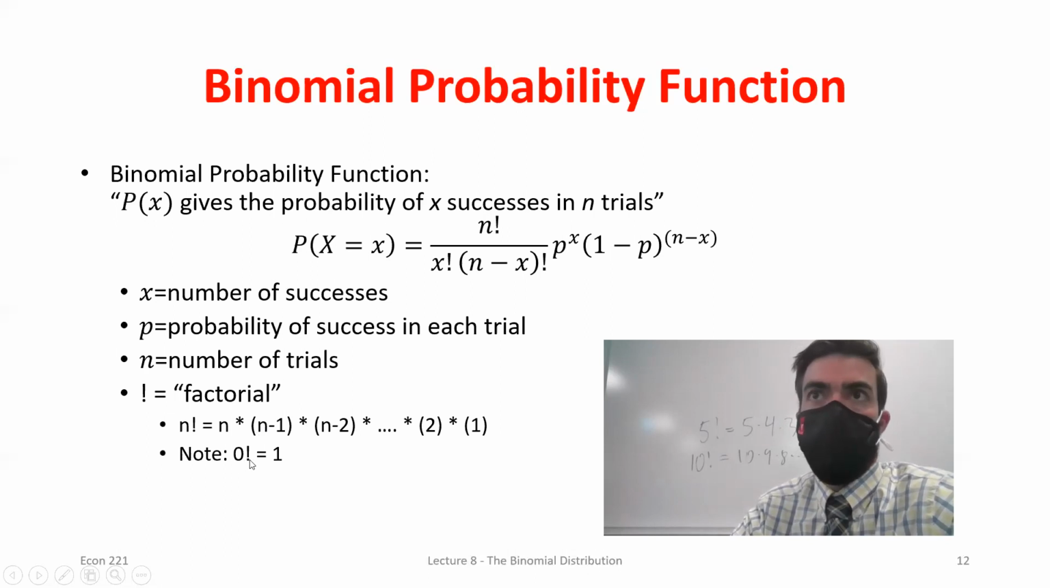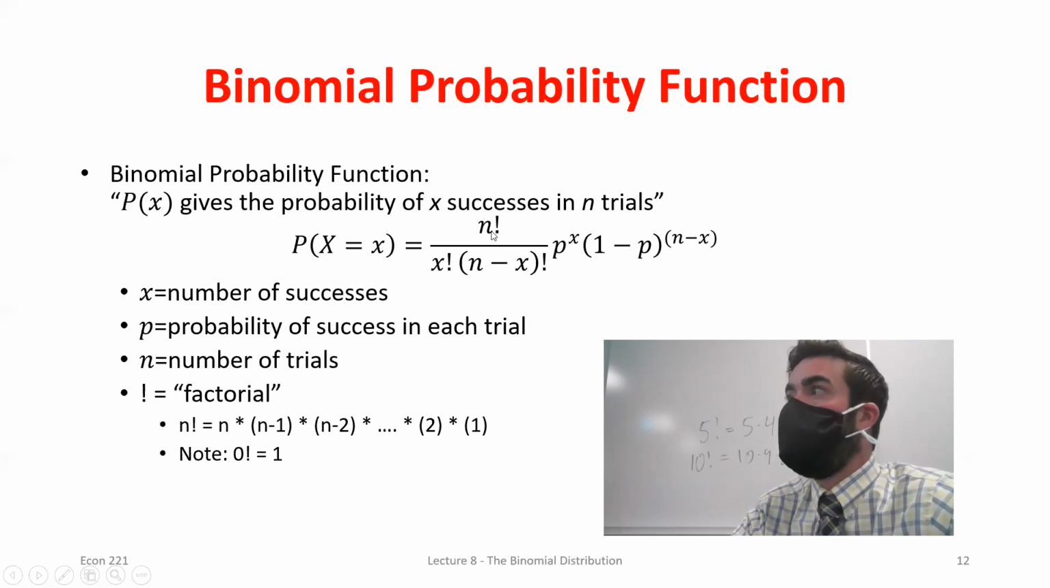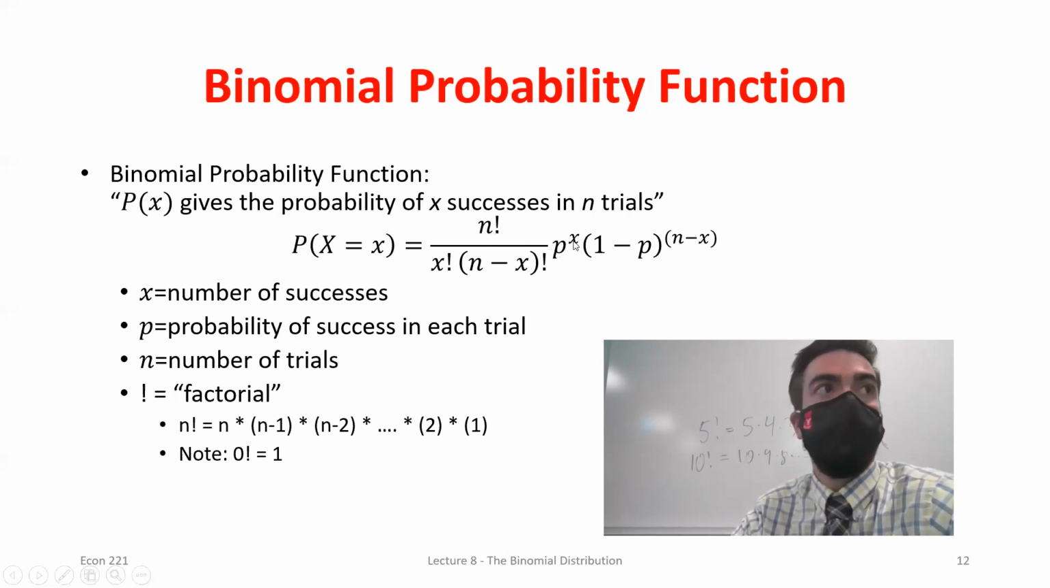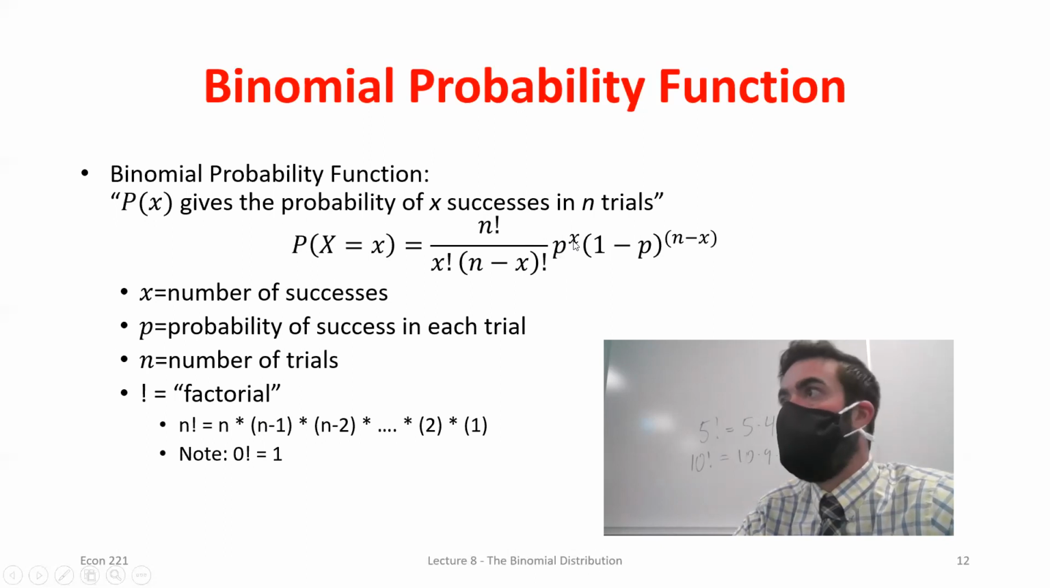So one thing I wanted to make sure I mention here, which is why I added it in here: 0 factorial is always 1. And then, of course, anything that gets raised to the 0 power will also be 1. So those are two important things to remember. Anything to the 0 power is 1, and 0 factorial is 1.